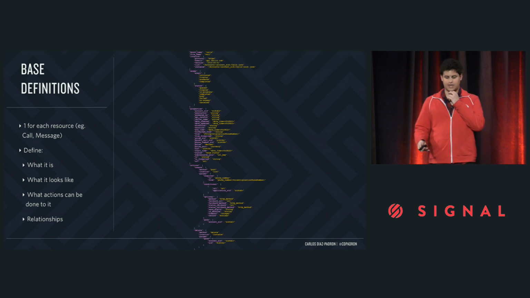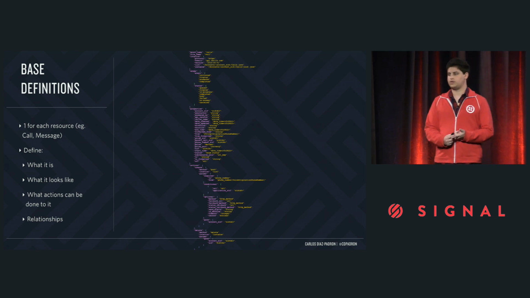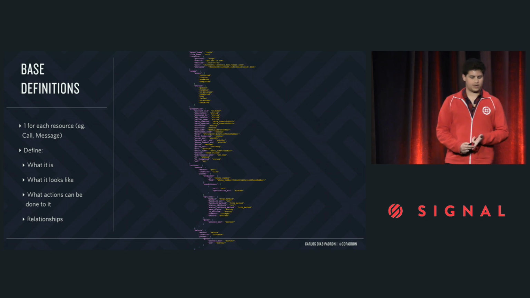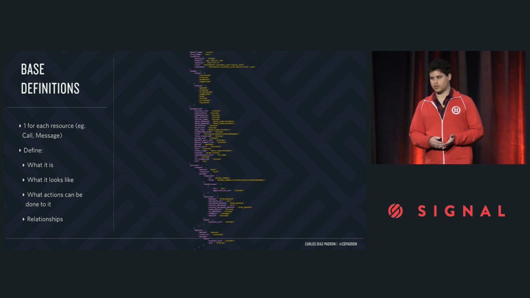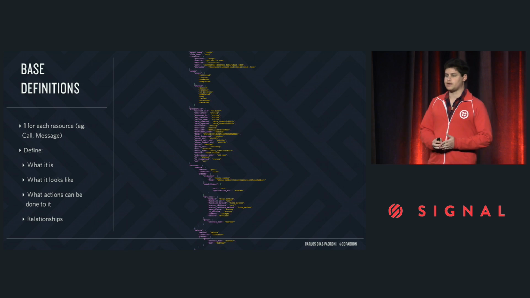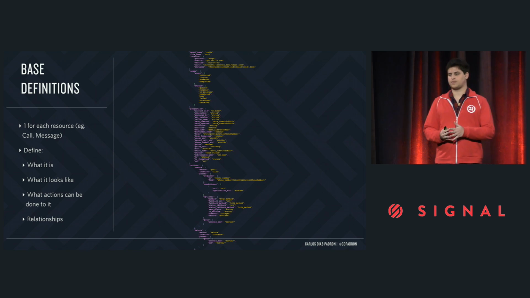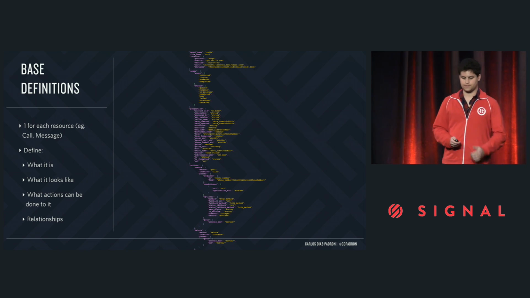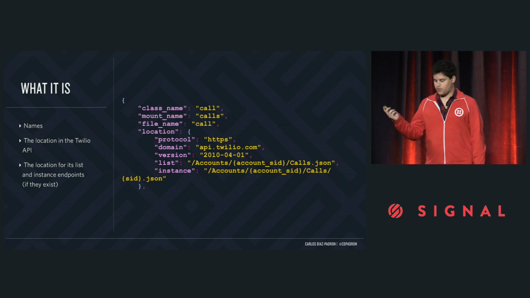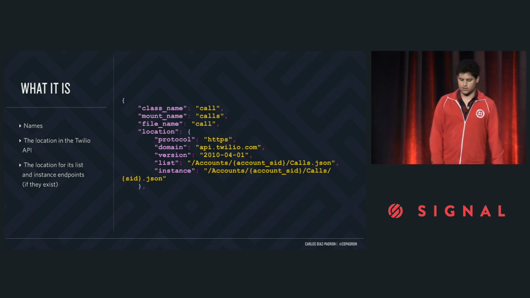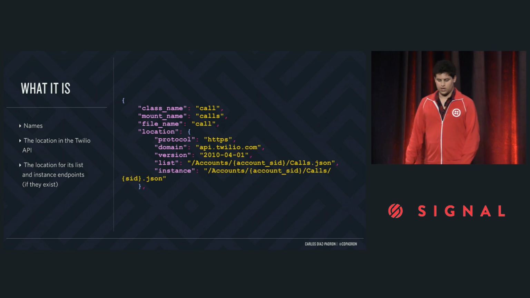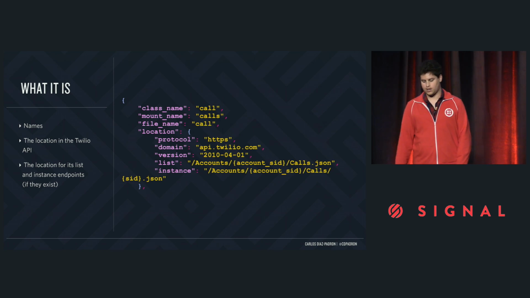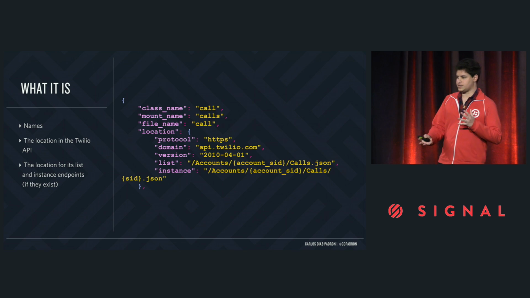What these base definitions are designed to do is define what the resource is, what it looks like, what actions can be done to it, and what the relationships are. We're not dealing with anything specific to HTTP, or to how you curl something on the API. We're just dealing with the object model of the API as REST resources. At the top, we can see different names we might use for referring to calls. We can look at its location on the Twilio API, and the location for its list and instance resource if it has them.